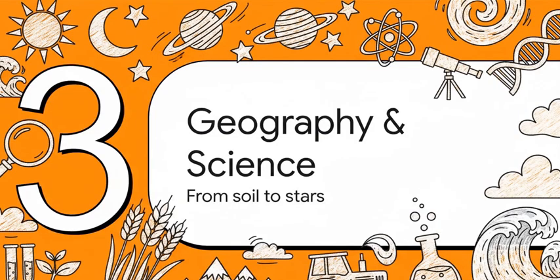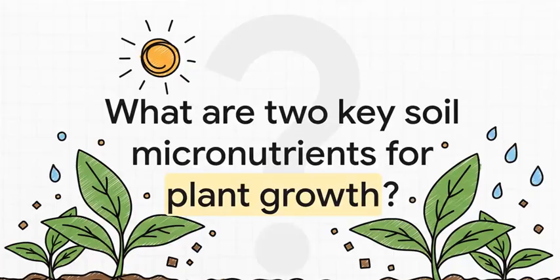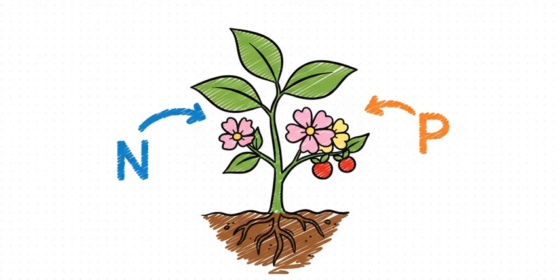All right, let's pivot to our last set of questions, this time covering the natural world. This section really shows the exam's range, from the science of agriculture all the way to astronomy. Here's a question that takes us right down to the earth, literally. It's about the basic building blocks that make agriculture possible. So, what do plants need to really thrive? The two key players are nitrogen and phosphorus.